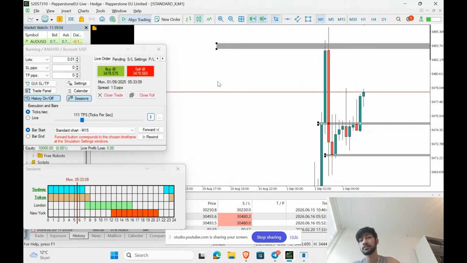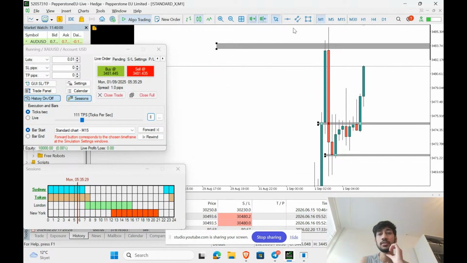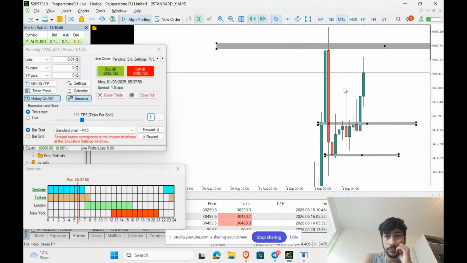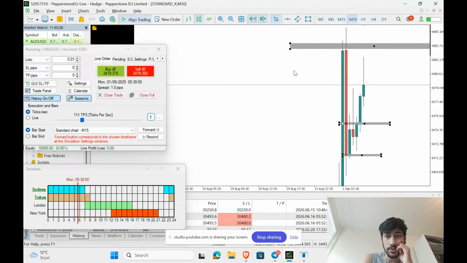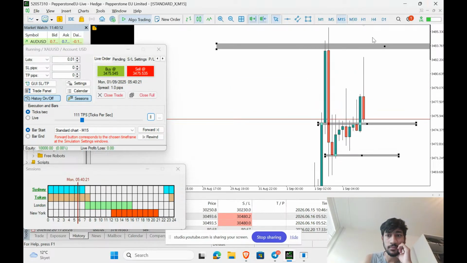I don't care even if this candle just shoots up. I don't care because that's not my setup. Even if the 15-minute and 30-minute are bullish, I don't care. I still stick to my rules. That's gonna pay me off in the long term.